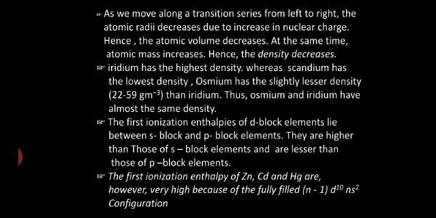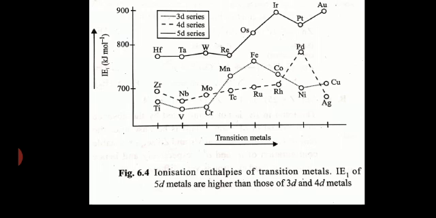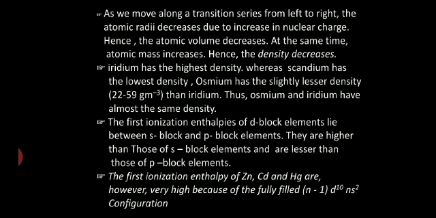Now after that we will see that as we move along a transition series from left to right, the atomic radii decrease due to increase in nuclear charge. We know that. Hence the atomic volume decreases. At the same time atomic mass increases, so density increases, just now I said you. So iridium has the highest density, scandium has the lowest density, where osmium has slightly lesser density than iridium, and osmium and iridium have almost the same density. Got it? Now coming to the ionization enthalpy.